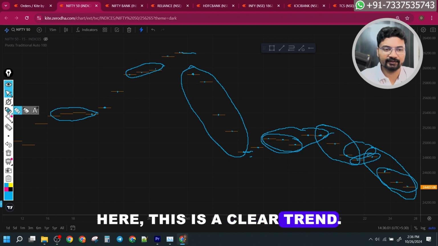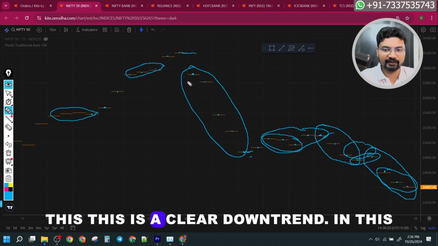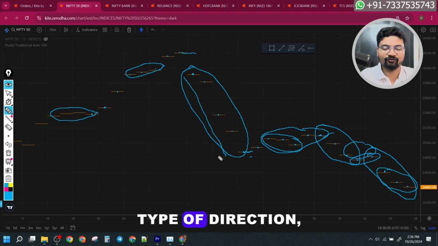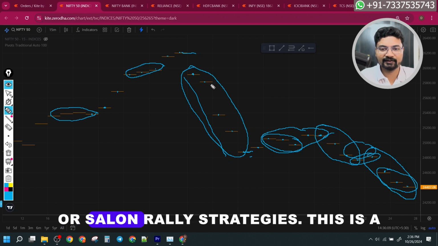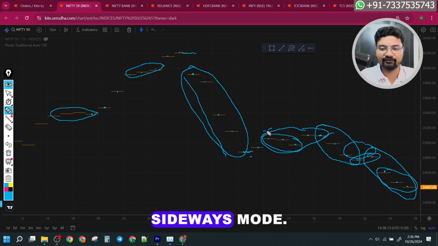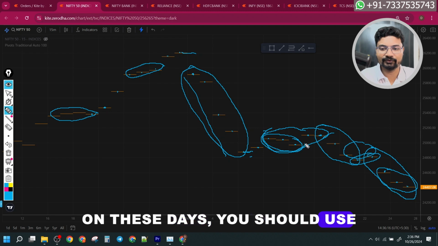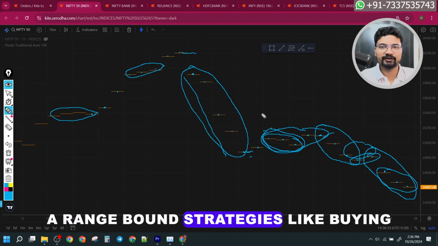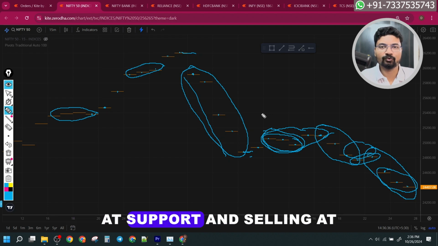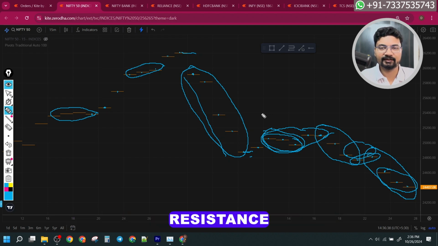Here this is a clear trend. This is a clear downtrend. In this type of direction, you can use breakout strategies or sell on rally strategies. This is a sideways mode. On these days you should use sideways strategies or range bound strategies. Here you can use range bound strategies like buying at support and selling at resistance levels.